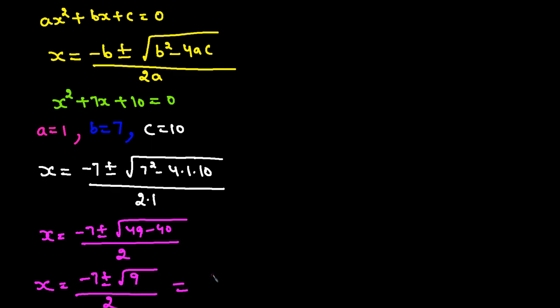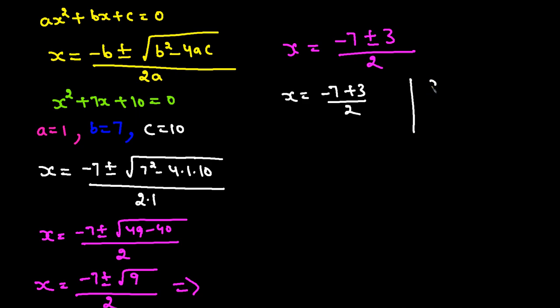So this tells me x is equal to minus 7 plus or minus, what is the square root of 9? It's 3, divided by 2. Okay, so the solution is either x equals minus 7 plus 3 over 2, or x equals minus 7 minus 3 over 2. See, one time we use positive, the other time we use negative, and see what we get.